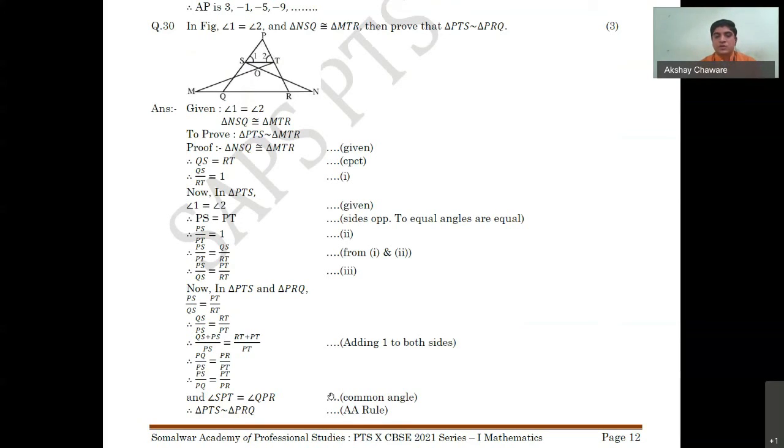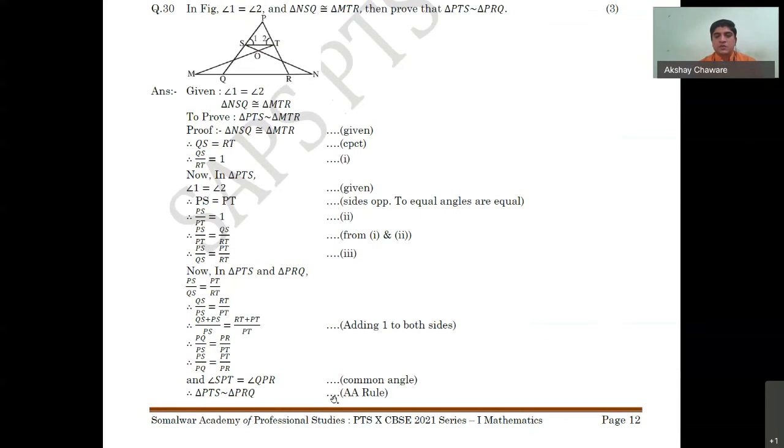Sorry, SAS rule. Again, here is the correction. Here it should be the side angle side rule. Two sides and one included angle are equal. Okay, two sides are in proportion and one included angle is equal. Okay, so these two triangles are similar.